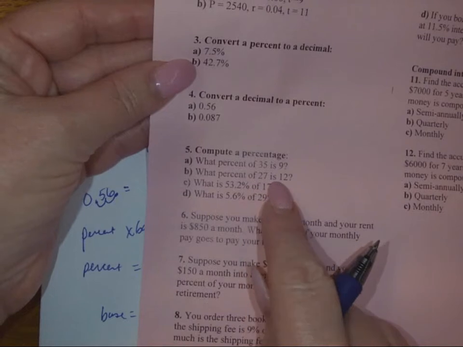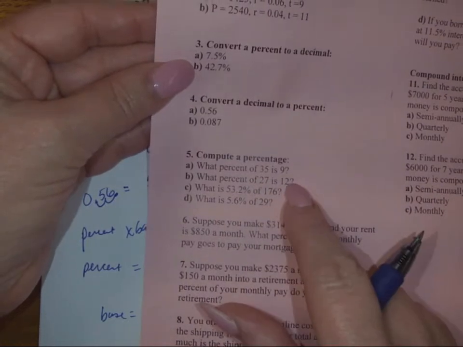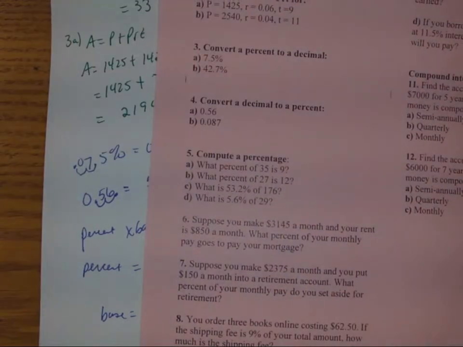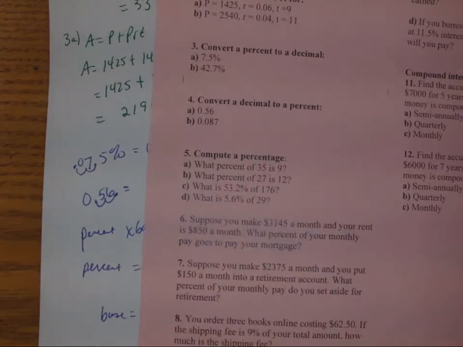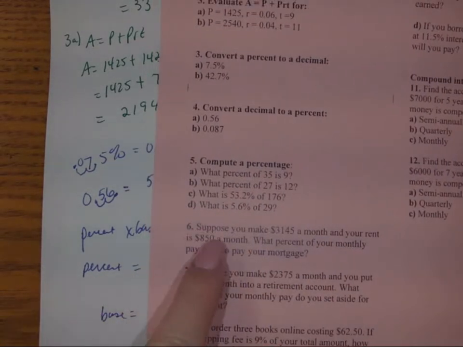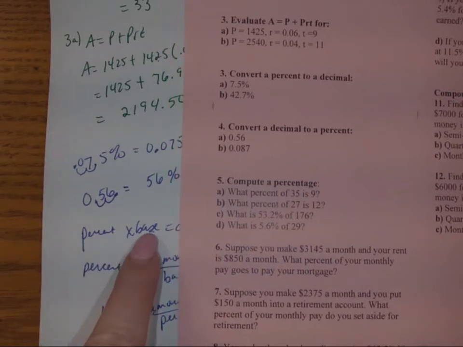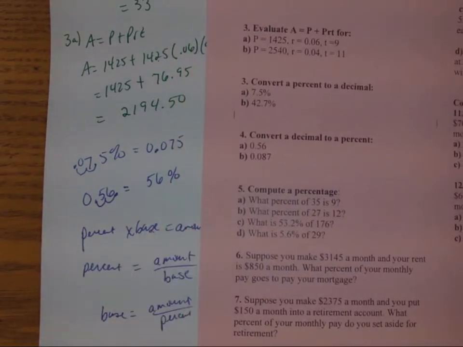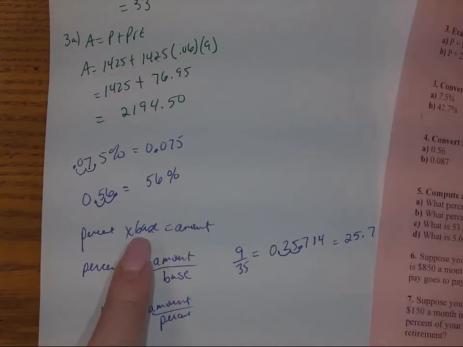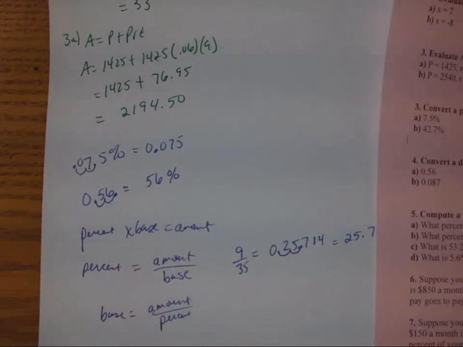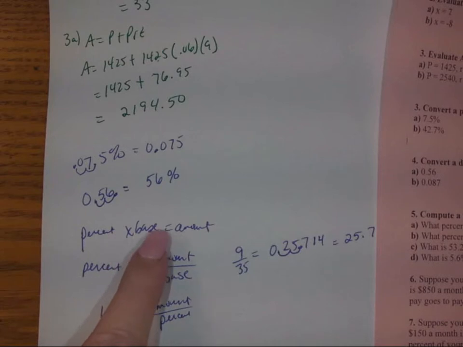So what percent of 27 is 12 would work the same way. You would take 12 divided by 27. If we're looking at what is this percent of 176, so we've got the percent, we've got the base, that will equal the amount. So we're going to multiply it. So hopefully that will help you see. On this next question, we are going to do the percent times the base gets us the amount.